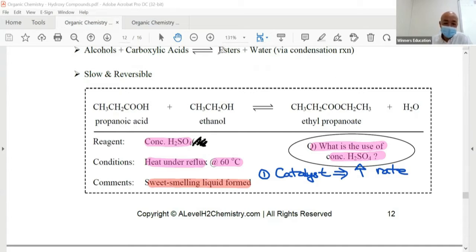Second reason, ladies and gentlemen, this will be more fun. Just now we saw it already. I gave you the word. And in Sec 3, first, if not second topic, you learn experimental techniques. Concentrated H2SO4 acts as a very good what? Drying agent. You learn this in Sec 3, right at the start. What does a drying agent do? It absorbs and removes water.